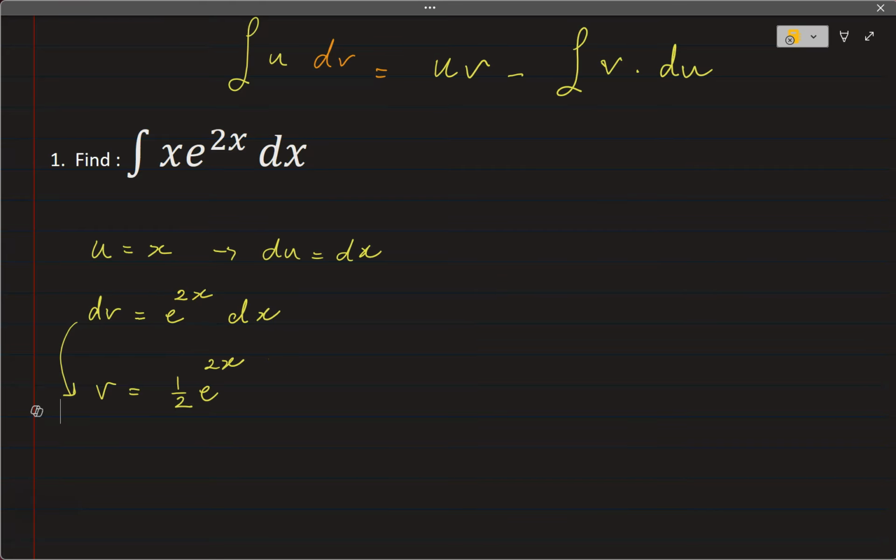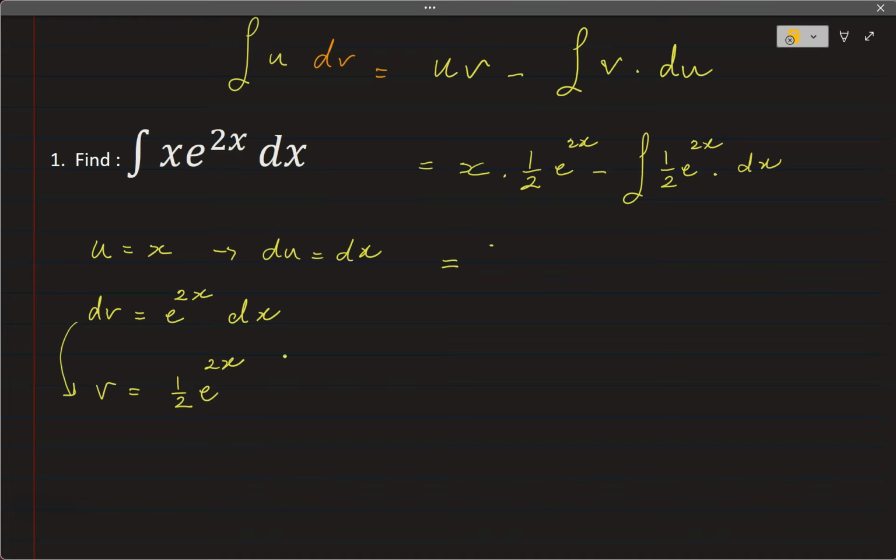Very good. Now, plug that into the integration by parts rule. So here it is. We have uv, where u is x and v is 1/2 e to the 2x, minus the integral of v, which is 1/2 e to the 2x, times du, which is dx. Simple as that. Now we're going to go ahead and simplify.